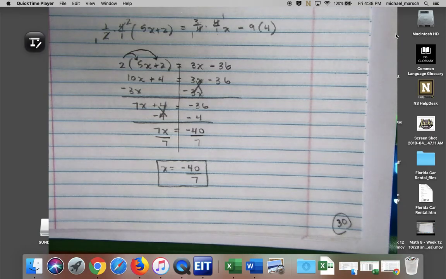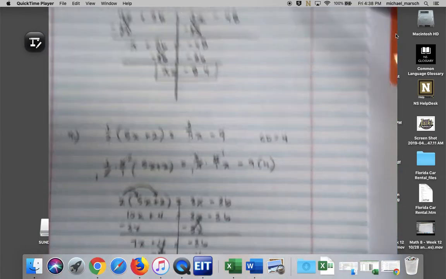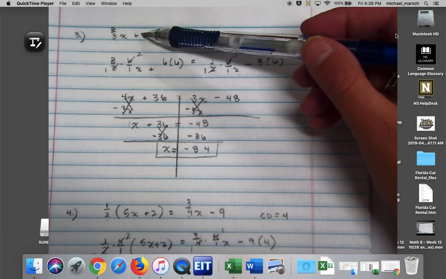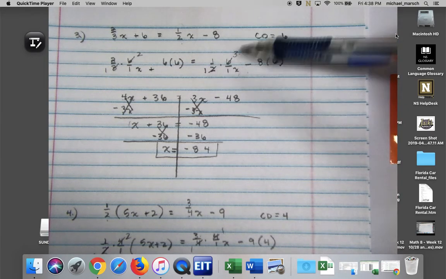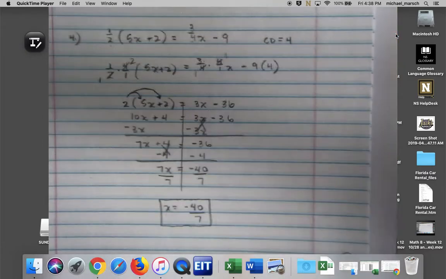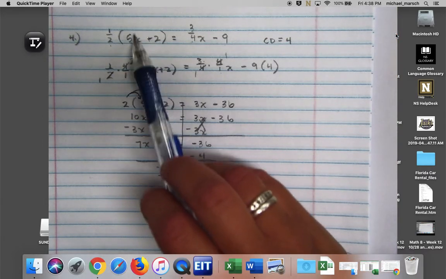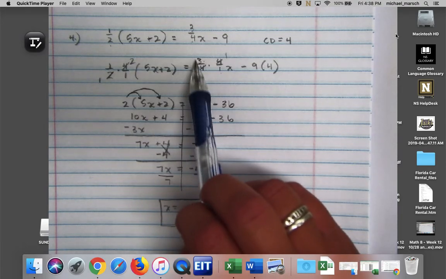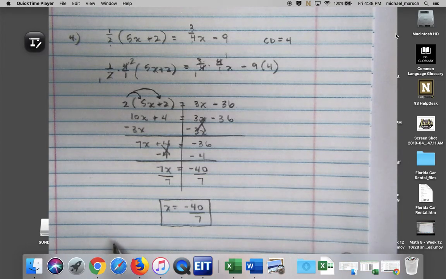Okay, so again, like our first example, everything could be multiplied by 6 because nothing was protected by parentheses. And then down here for our next example, we could not multiply this because it was protected by parentheses, so we could only multiply the 1/2, the 3/4, and the negative 9. So that is the rest of our notes for today.